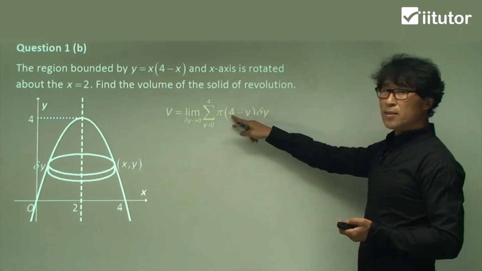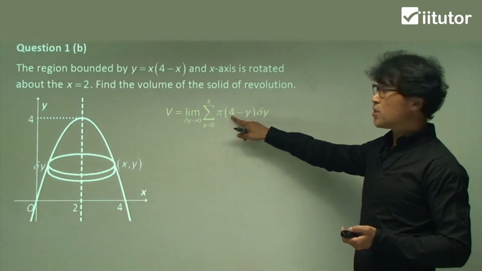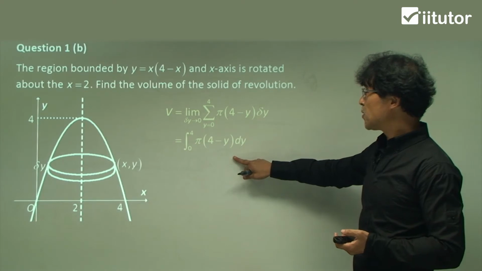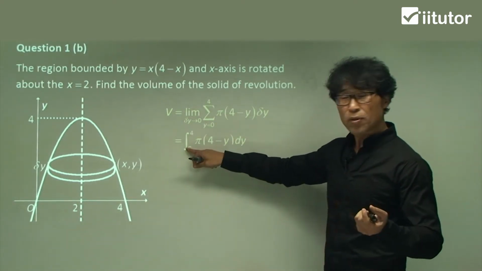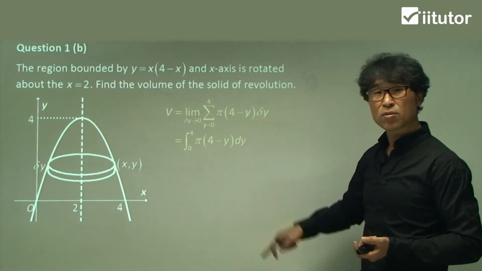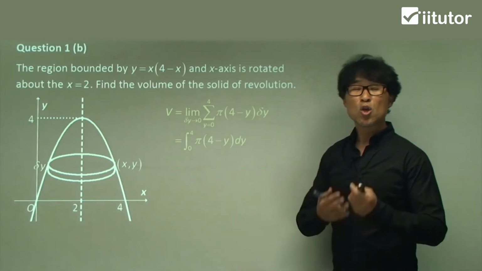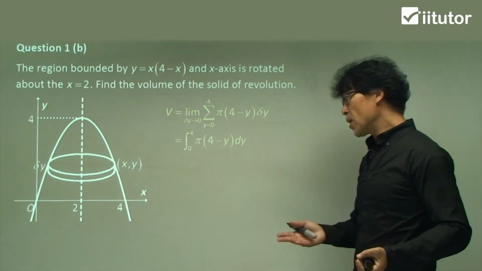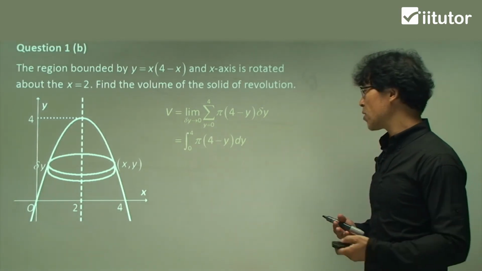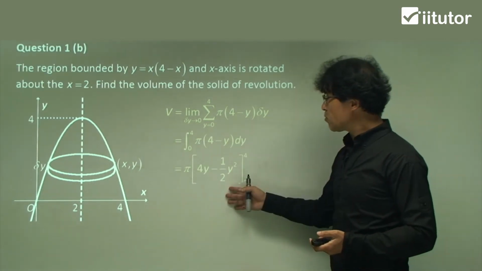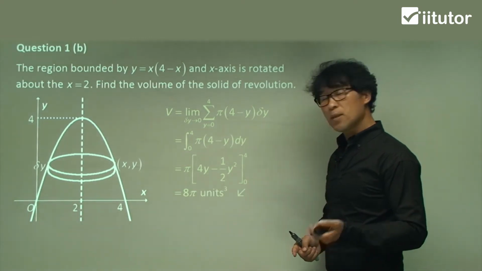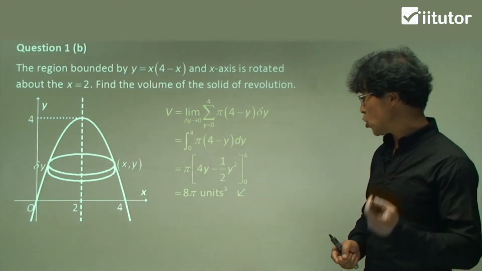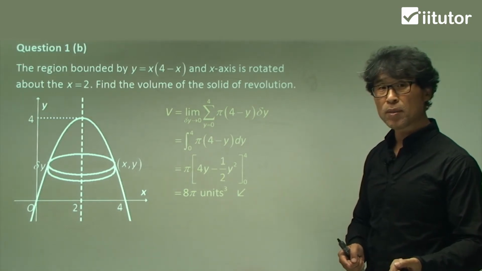This is equivalent to the integration notation. All of this changes to the integral from 0 to 4, and delta y is converted to dy, which becomes the usual integration. Now it's just a very simple integration. Add 1 to the power, substitute 4 and 0, and calculate. It comes out as 8 pi units cubed. Do you get me?